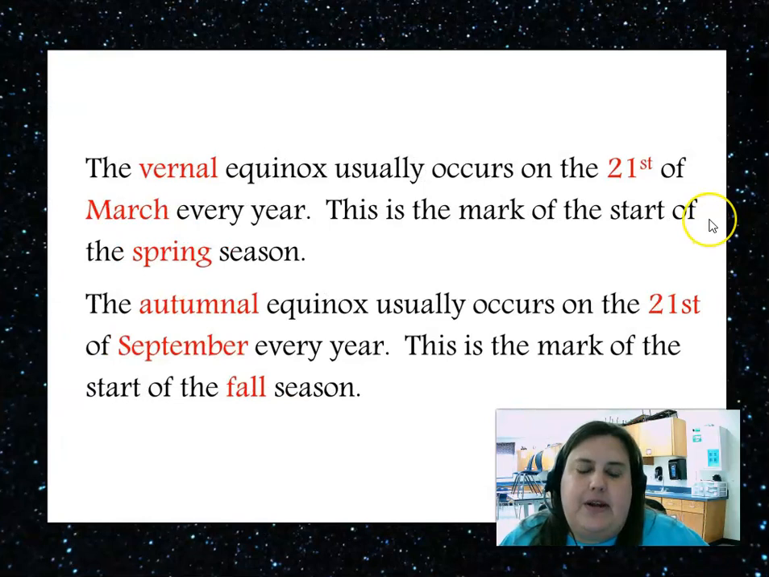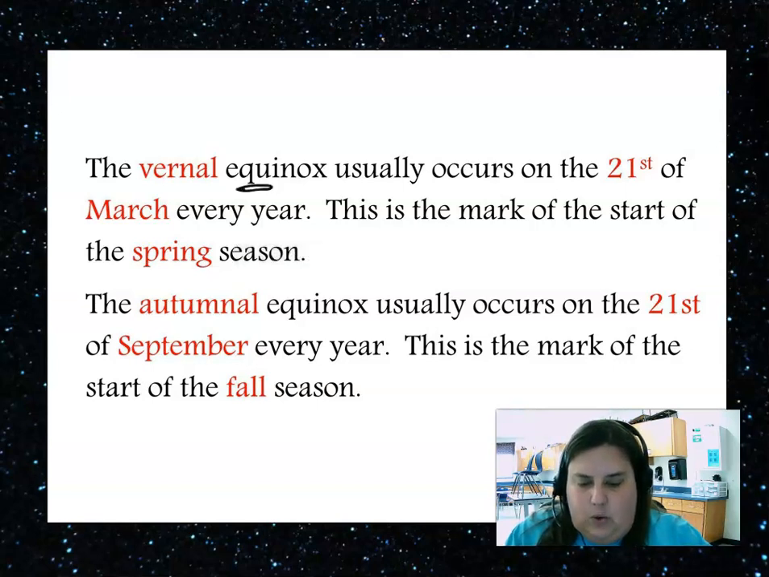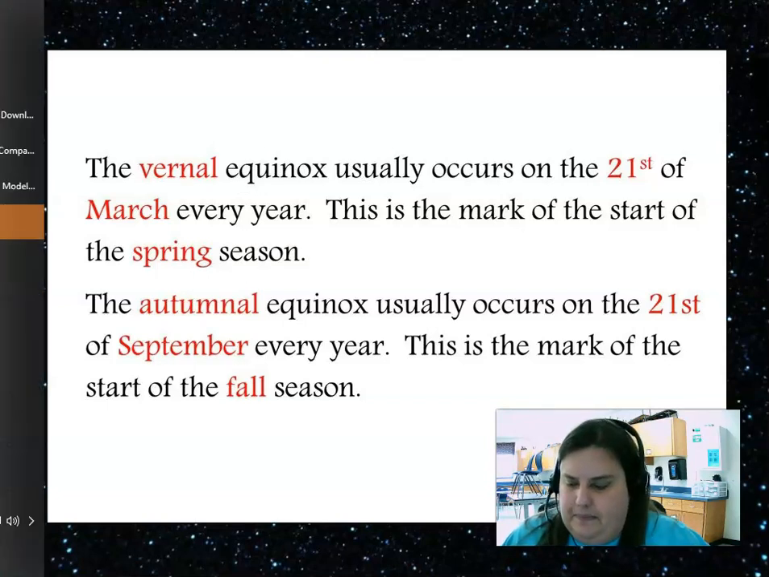Okay, and so now we have two equinoxes that we're going to talk about. Remember, equa in the word equinox means equal. So we're going to have equal hours of day and night. The vernal equinox usually occurs around the 21st of March every year, and this is the mark of the start of the spring season. And then the autumnal equinox usually occurs around the 21st of September, and this is the mark of the start of the fall season.